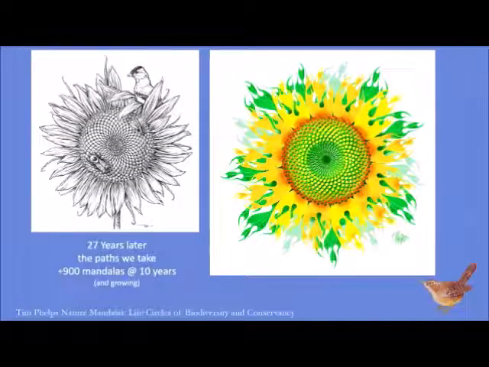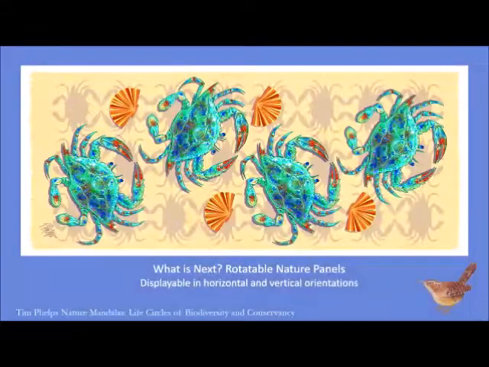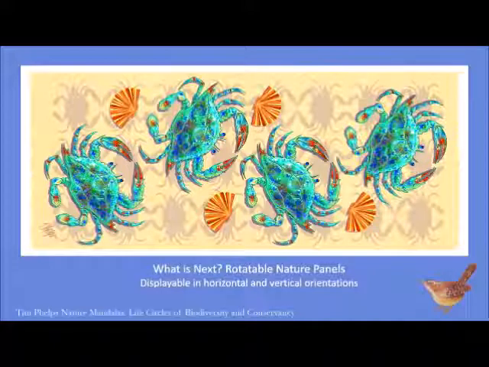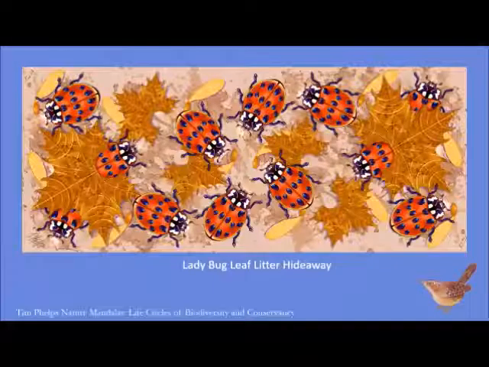So here we are 27 years later. There's my sunflower on the left, a sunflower flame mandala on the right. And so what's next? I've been creating some rotatable nature panels that could be either displayed horizontally or vertically with the same kinds of symmetry involved. And this is a ladybug leaf litter hideaway.